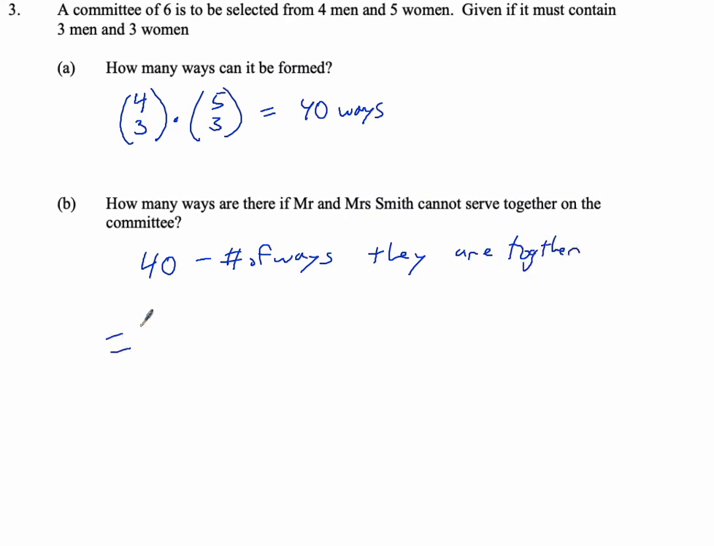To work out how many ways they are together, well, you're selecting 3 men for the committee. One of them is already Mr. Smith, so then you have 3 choose 2 ways to choose 2 men from the 3 remaining men. And then for the women, you're choosing 2 extra women from 4, because there's 4 women who are not Mrs. Smith. So if you work that out, we get just 22 ways.